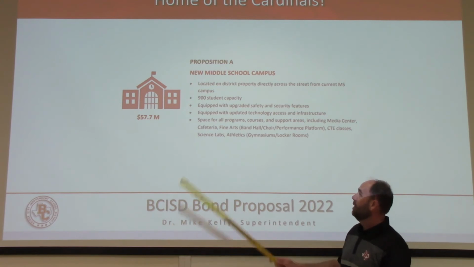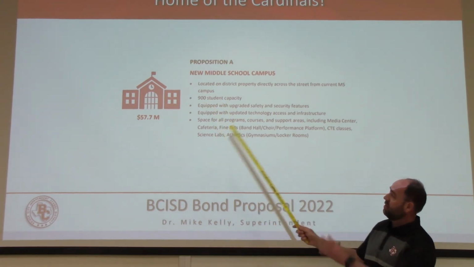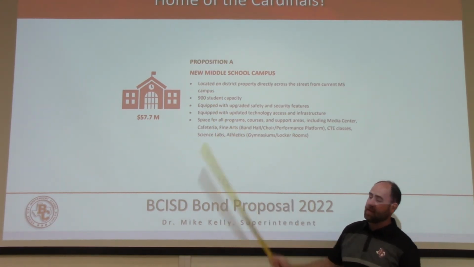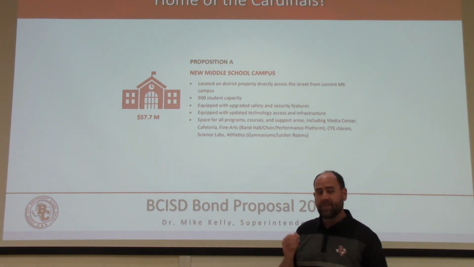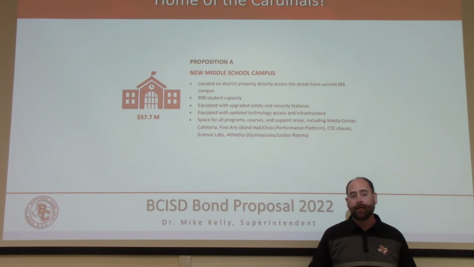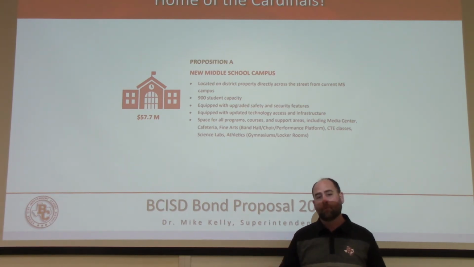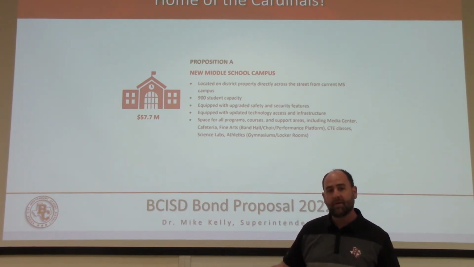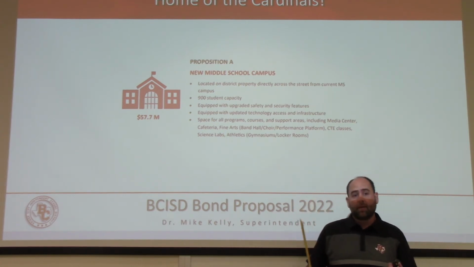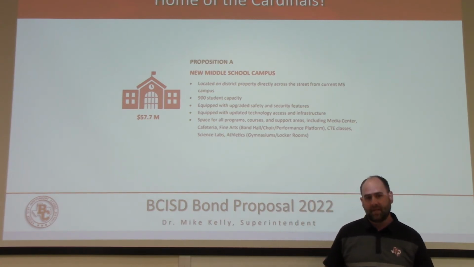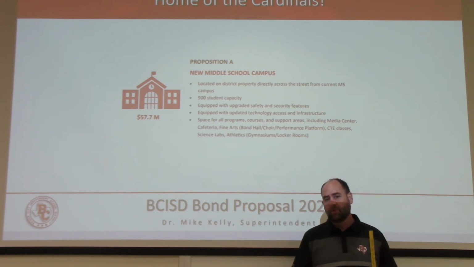That's very important. On our fact sheet, this is our fact sheet. On our fact sheet it says 900 student capacity. Also very important. This campus that we're proposing is for 1,104 students. Where does the 900 come from? That is what we look at, the efficiency of the building on a regular school day.